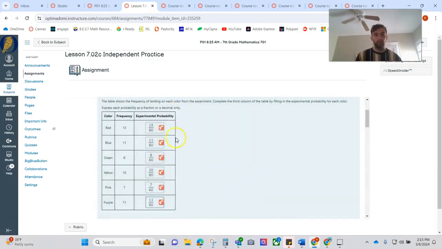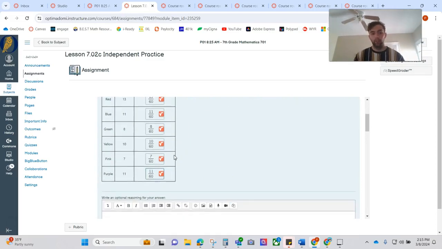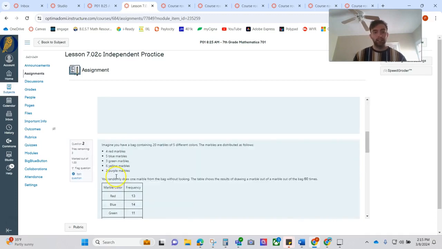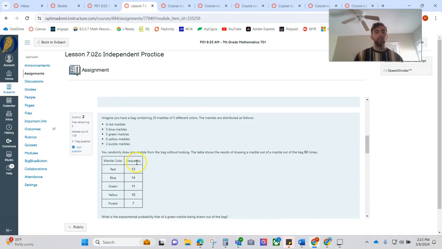This is the experimental probability. What happened after the experiment? What happened in the past? Let's check. Yay, 6 out of 6.